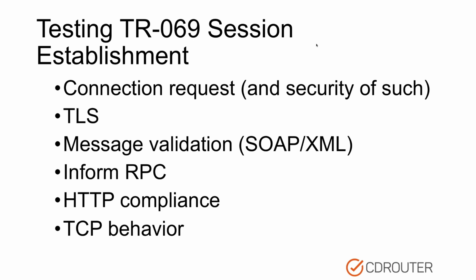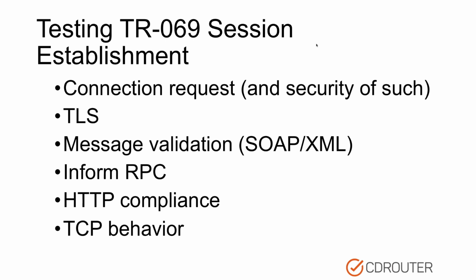If an ACS can't understand that initial inform, then it's going to reject it, and you won't be able to get that session established in the first place. So we talk about the inform RPC there. You want to make sure that the forced inform parameters are included, and then also that the basic HTTP messages are compliant. Usually that's not too much of a problem since you're using some off-the-shelf HTTP client or server to operate TR-069, and then that the TCP behavior is correct.